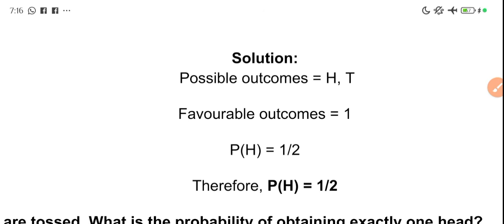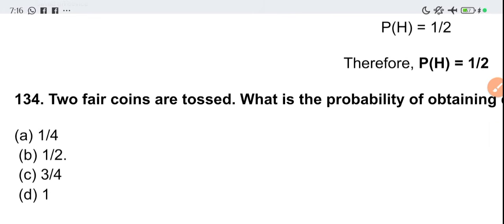This is the solution, possible outcome. Head and tail, that's 2. Variable outcome 1, that's 1 over 2, that gives us half. Okay, now 134. 2 fair coins are tossed.